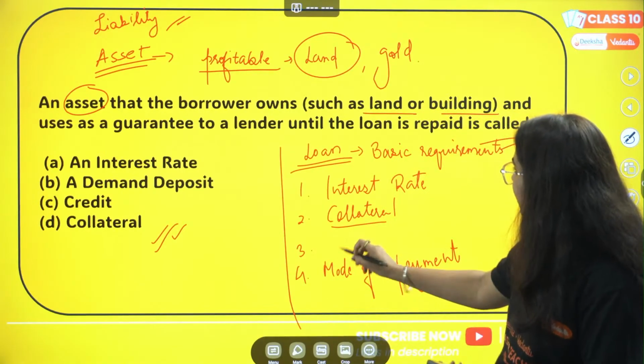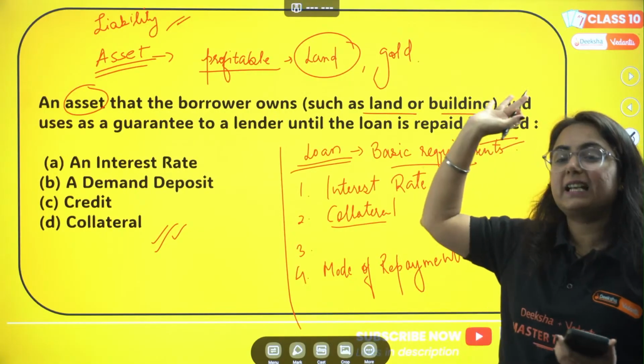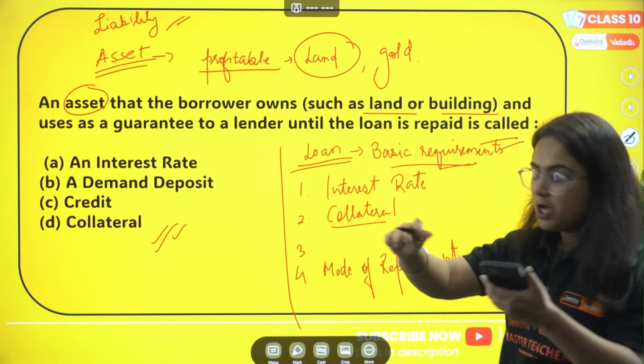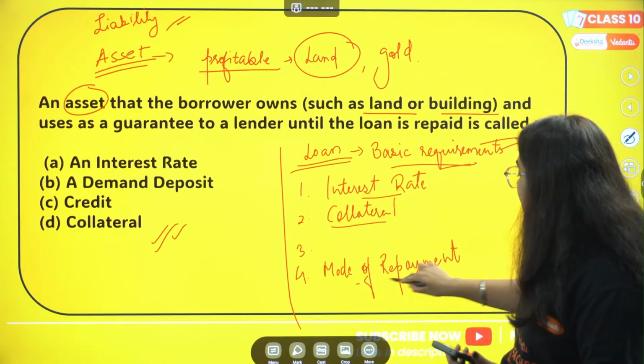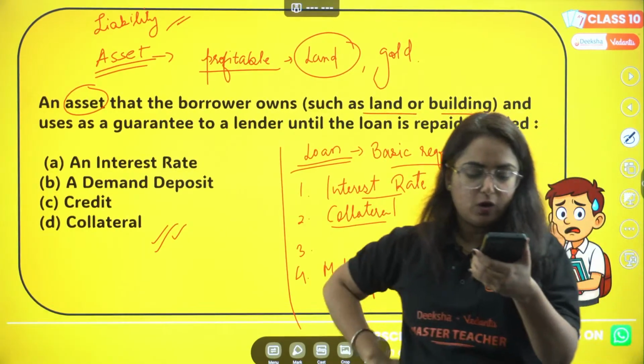Okay, so tell me the third basic requirement. Consider that I forgot it because I want it from you. So, interest rate, collateral or mode of repayment. What is the third one, Rohit?